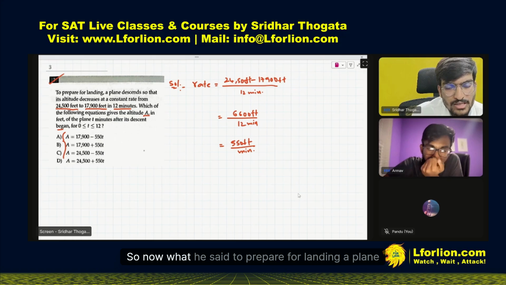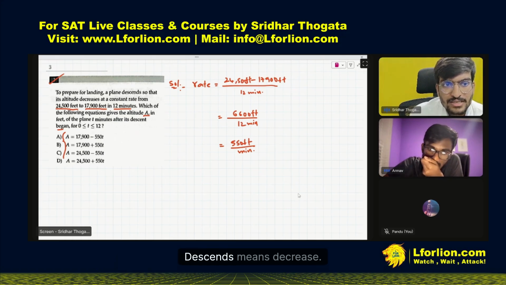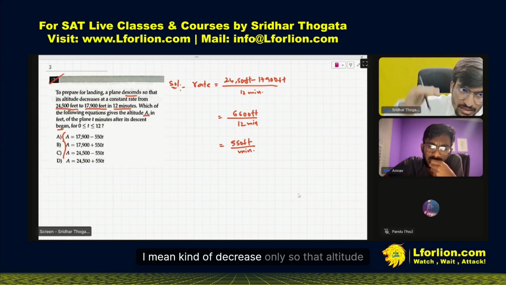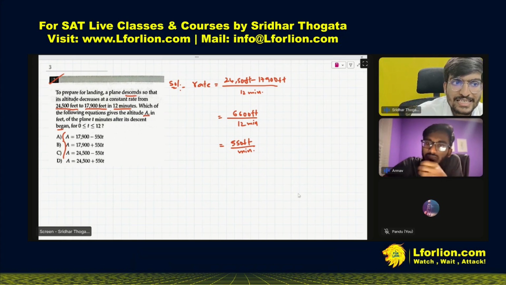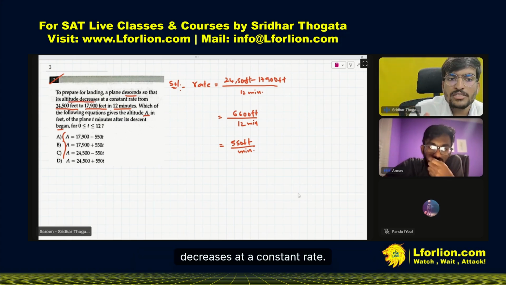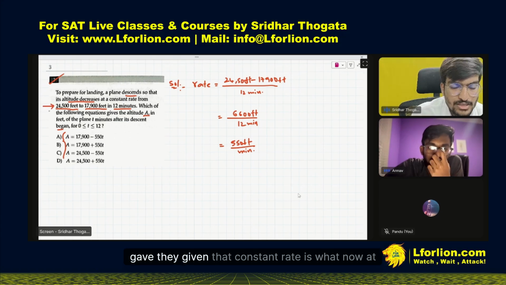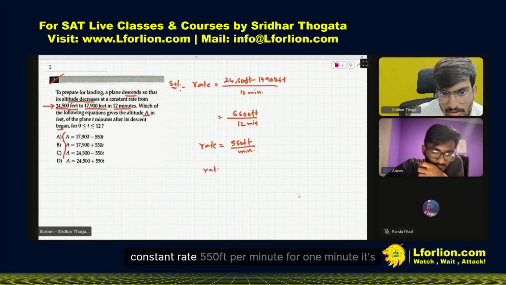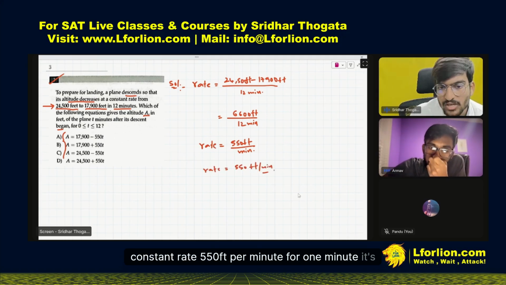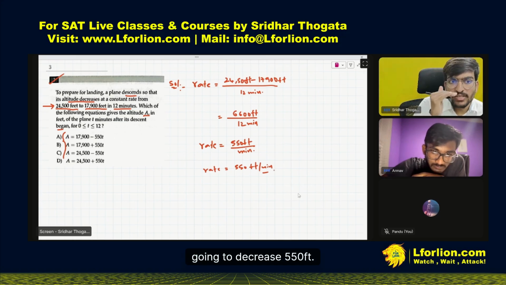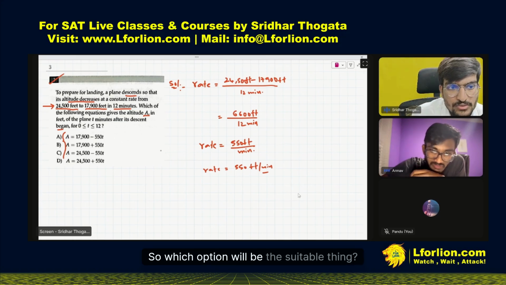So now what he said: to prepare for landing, a plane descends, which means decrease, so that altitude decreases at a constant rate. At a constant rate of what? This information they gave. That constant rate is 550 feet per minute. For 1 minute it's going to decrease 550 feet. So which option will be the suitable thing?